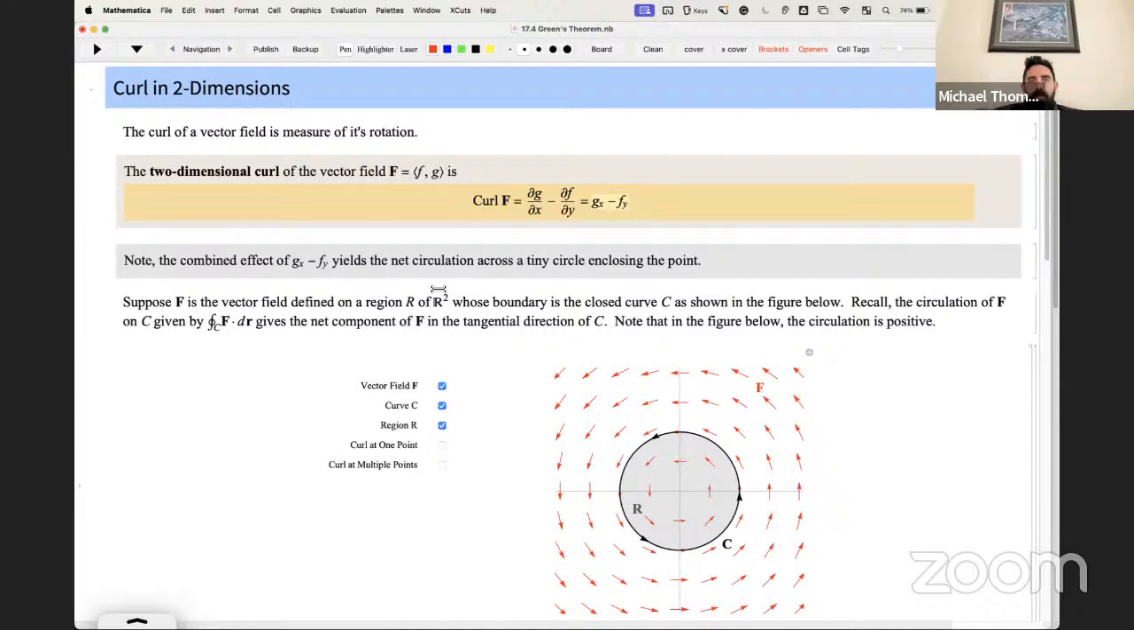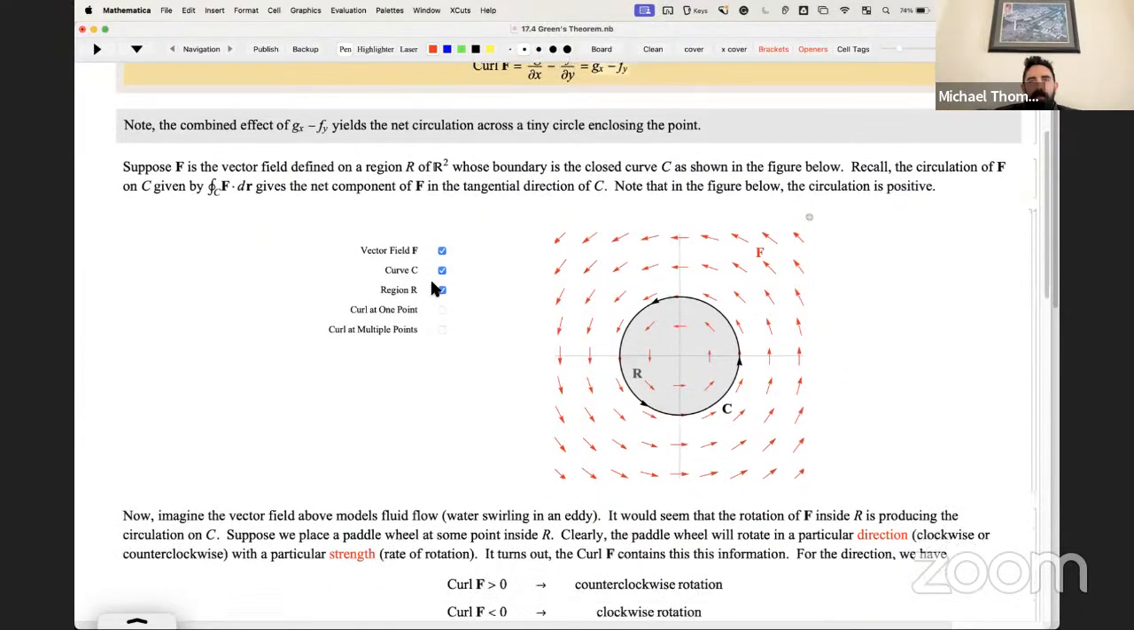Okay, so let's say that we got a vector field F. Okay, so that's everything in red there. And then I'm going to place one of those regions R somewhere in the vector field like so. And then I got to make sure that its boundary is oriented in the counterclockwise direction. So this is the setup. It looks like this.